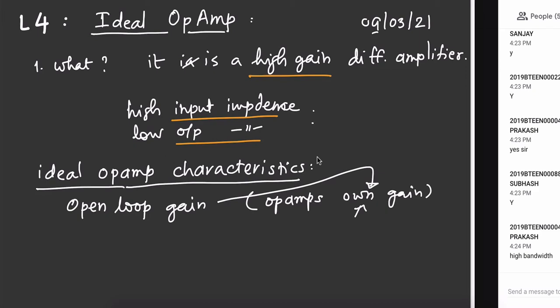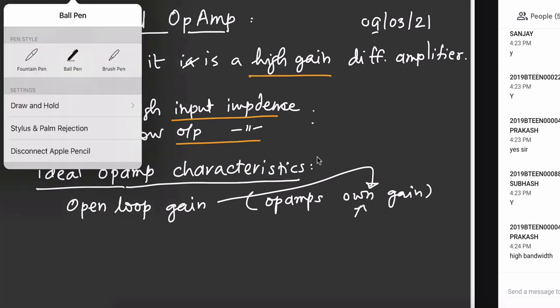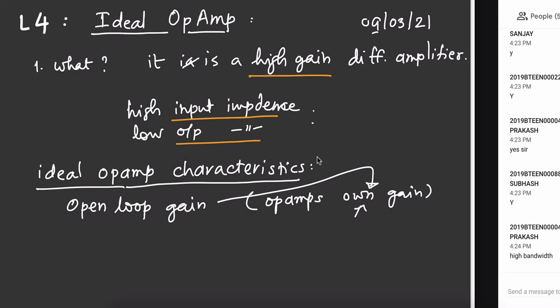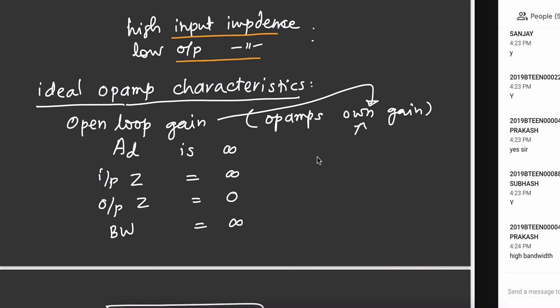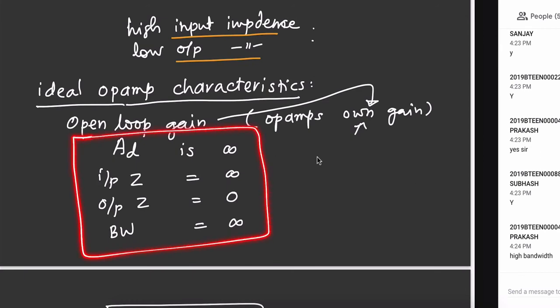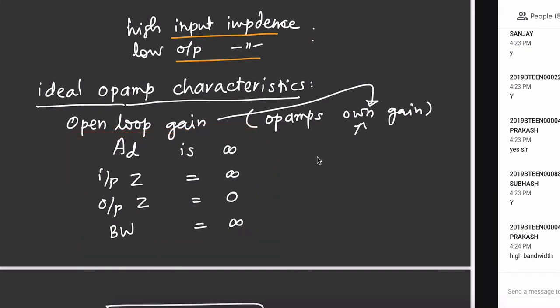Okay, fine. So open loop gain is infinite. Input impedance is infinite and output impedance is 0. Bandwidth is infinite. So this is gain. This is called a differential gain because it's a difference amplifier. So differential gain is infinite. These are the four important properties of an ideal operational amplifier.